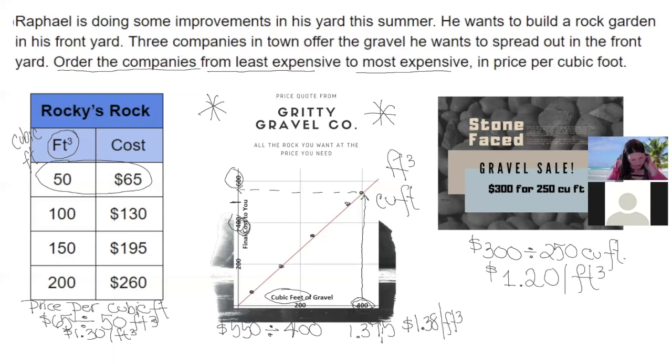Okay, so we're supposed to order the companies from least expensive to most expensive. So who's the least expensive? Oh, that'd be Stone Faced at $1.20. Next would be Rocky's Rock at $1.30. And then finally the Gritty Gravel Company at $1.38.